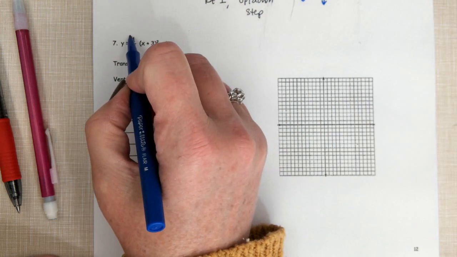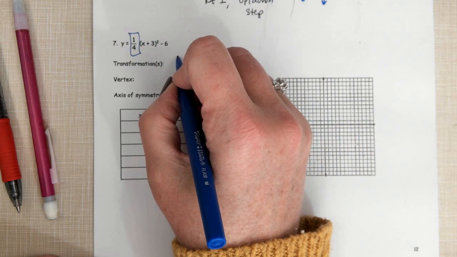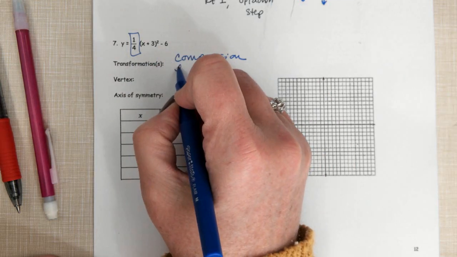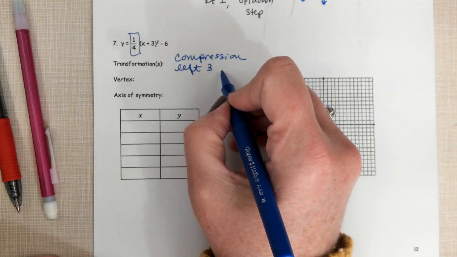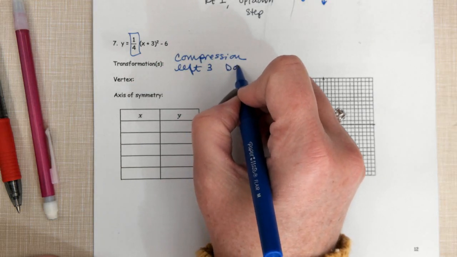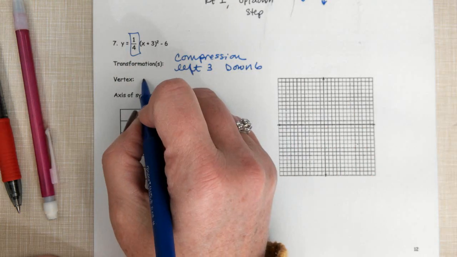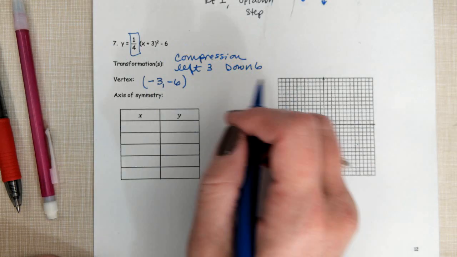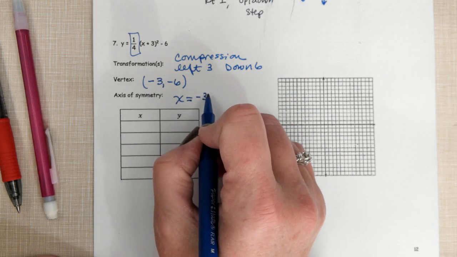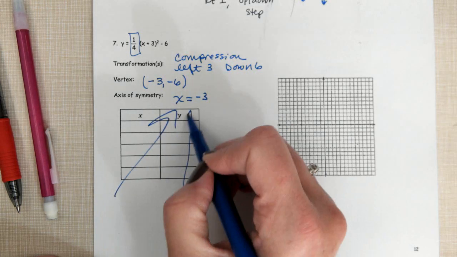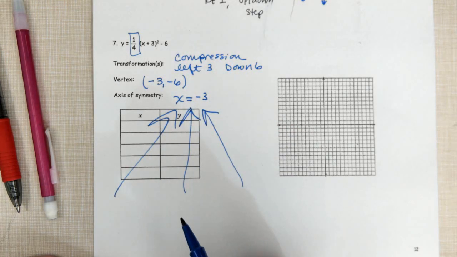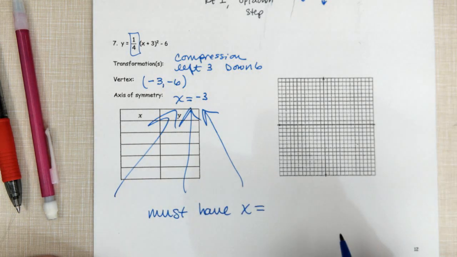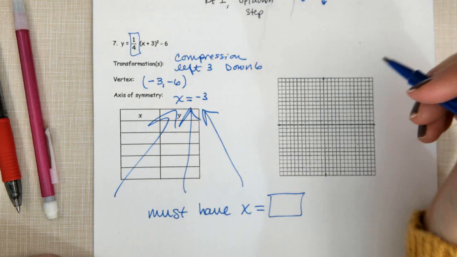So transformations, A is 1/4, so that means it's going to be a compression. Shift left 3, be careful, and down 6. So that makes the vertex (-3, -6). Now the vertex is an ordered pair, so please put it in parentheses. The axis of symmetry is a line, so you must have x equals whatever that is. In this case, it's -3. I think I just said 3.